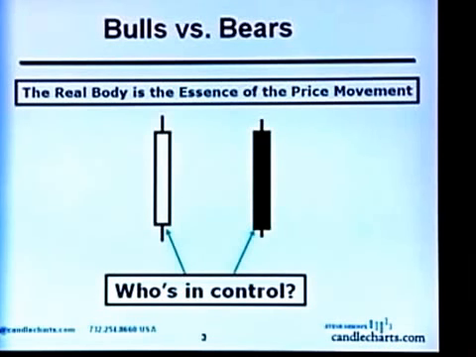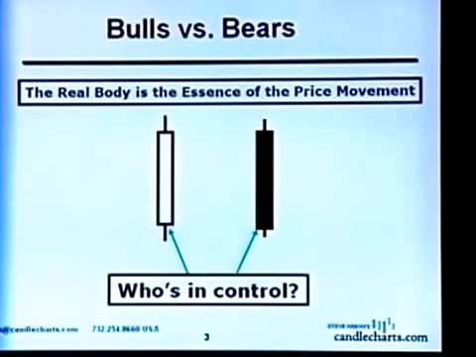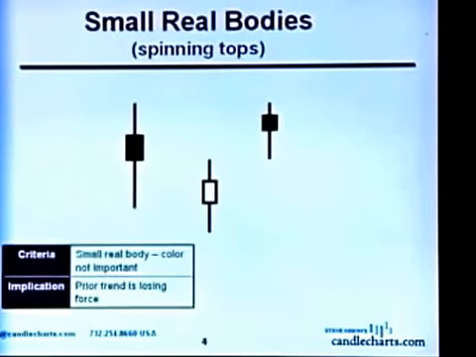If we have a long white real body, who's in charge? The bulls, right. A long black real body, obviously the bears are in charge. Now, as the real body gets smaller and smaller, we wind up with what the Japanese call spinning tops. These are just small real bodies.